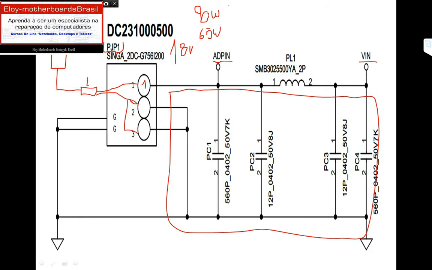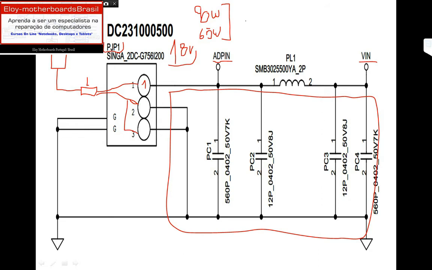Most chargers we will find are 90 watts and 65 watts, and we have a voltage input of 18 volts. But now listen: what burns these capacitors right here? It is not the voltage, it's the current. So we know that we have 18 volts and 65 or 90 watts.